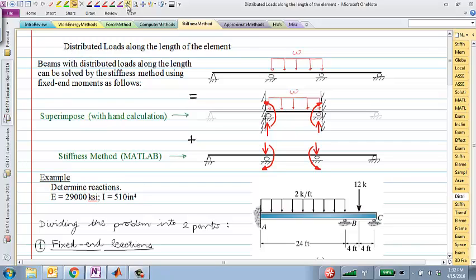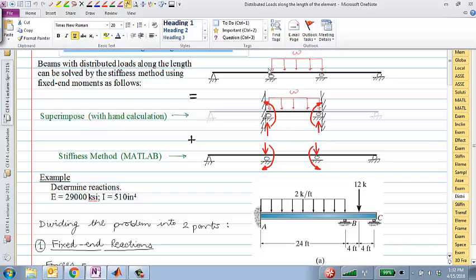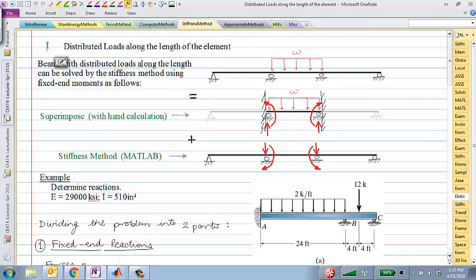Basically, what I plan to do today is finish out this stiffness method for beams, and we'll start the stiffness method for frame problems, for which there are two handouts that I've just sent around.